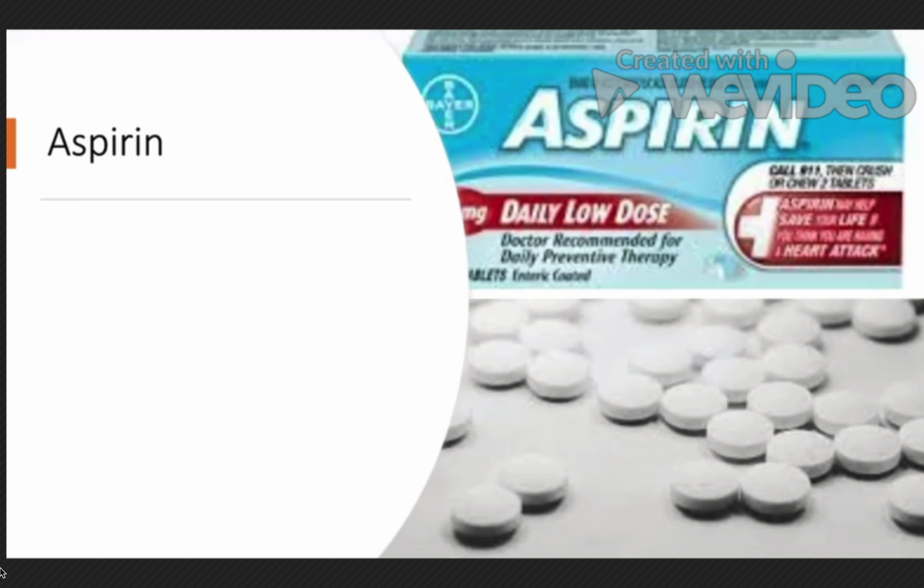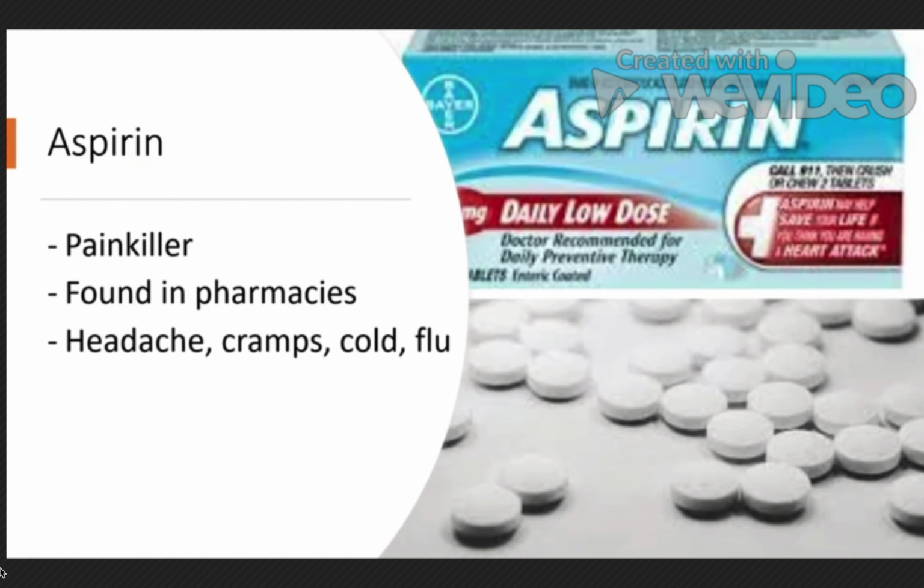The next organic molecule that we're going to be looking at is aspirin. Aspirin is a painkiller, and it can be found in almost any pharmacy. It is used to treat headaches, cramps, cold, flu, and many other things related to pain. However, in order to take aspirin, you do have to be 16 and above.